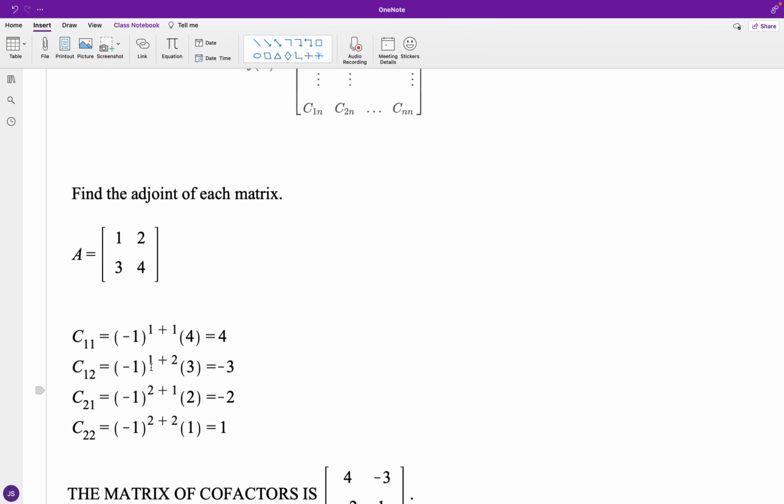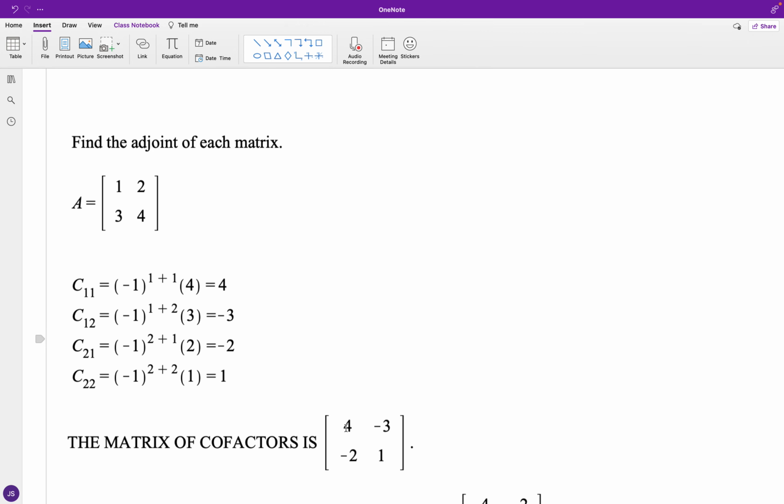We have -1 to the third power, which becomes -1, times 3, which comes out to -3. For the cofactor of the second row, first column, we have exposed the number 2. Again, we have -1 to the third power, which is -1, times 2, so we have -2. For the second row, second column, the cofactor is -1 to the 2 plus 2, which is -1 to the fourth, which is +1, times 1, so that result comes out to 1.